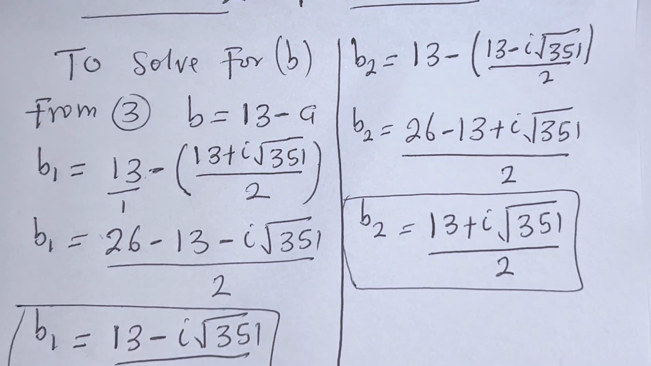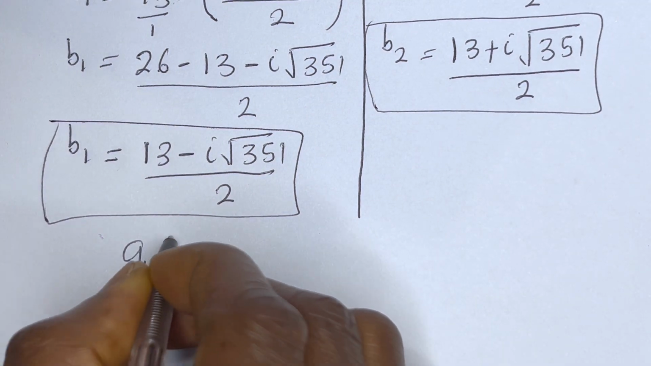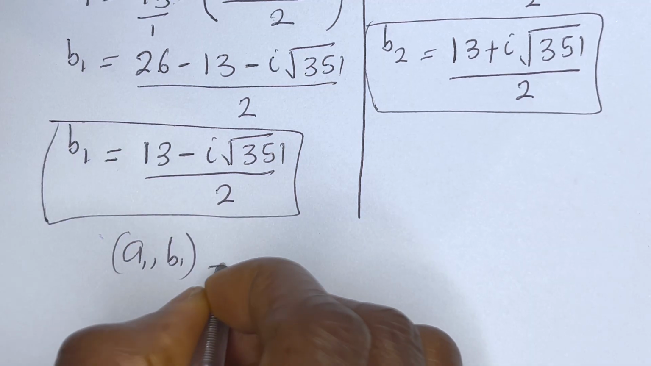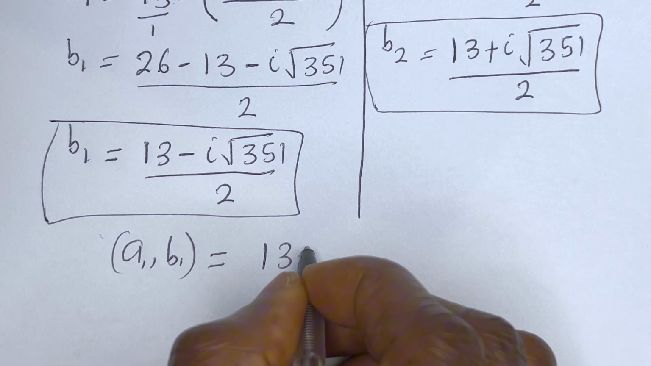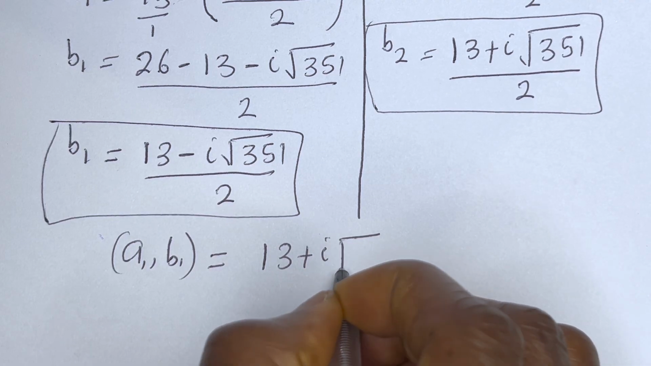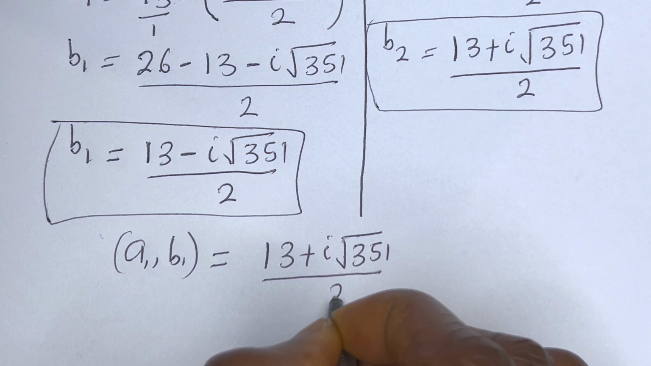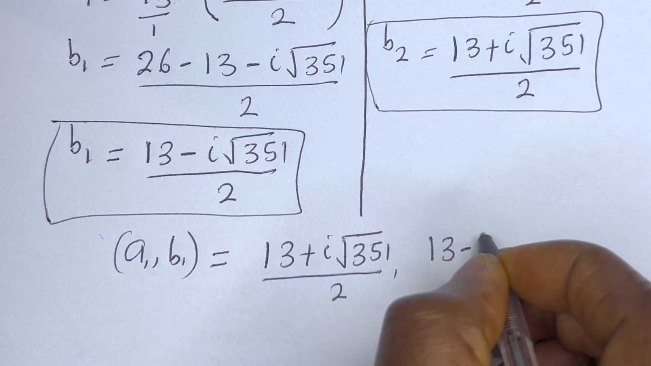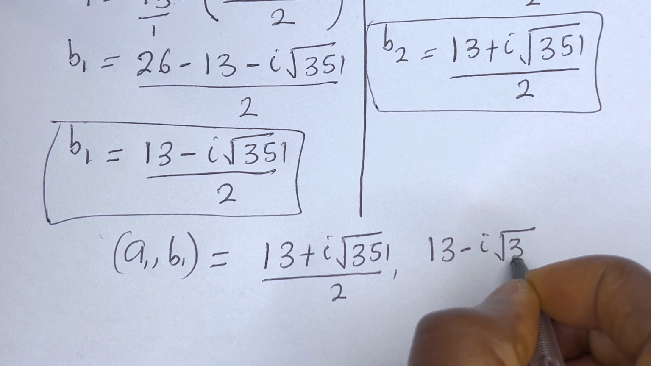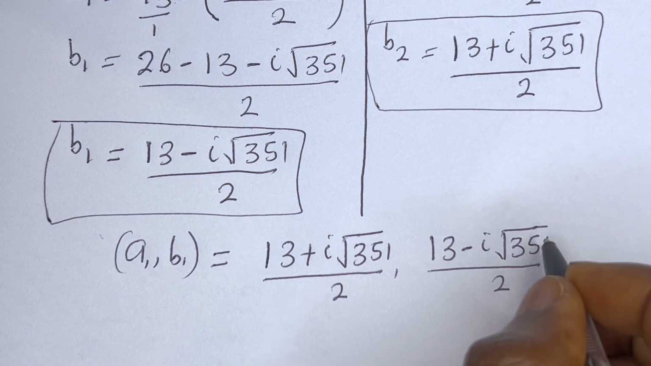Therefore, our final answers are A1, B1 is equal to 13 plus i square root of 351 over 2, 13 minus i square root of 351 over 2.